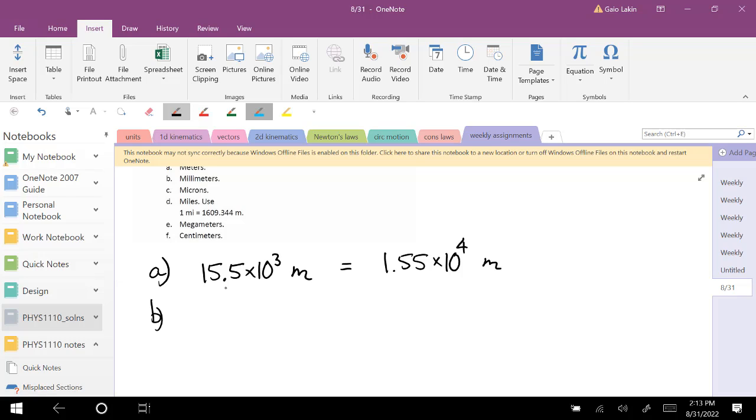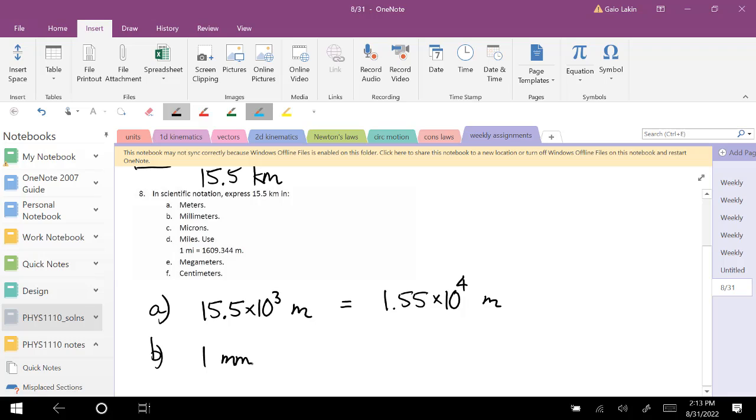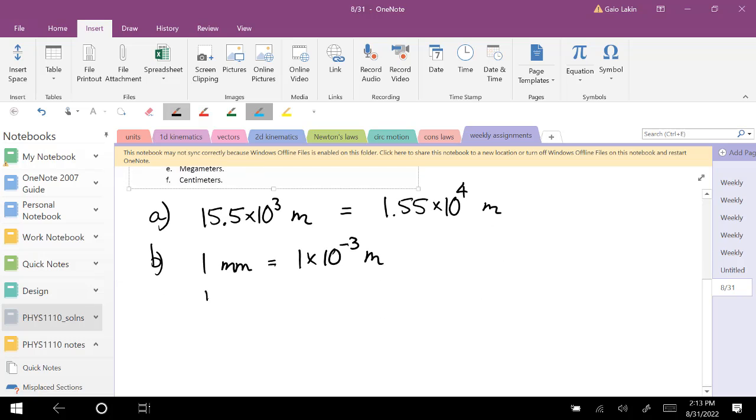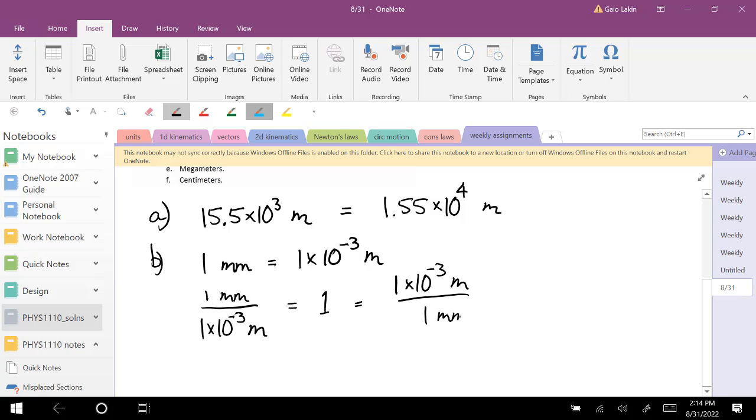Okay, so now for part B, we're going to go from something without a prefix to something with a prefix. So we know that milli means times 10 to the minus third. Okay, so we can think of 1 millimeter as equal to 1 times 10 to the minus third meters. Okay, and then we can use that as a conversion factor. So that means that 1 millimeter over 1 times 10 to the minus third meters is equal to 1 times 10 to the minus third meters over 1 millimeter. Okay. And so now we can just do like a regular conversion.